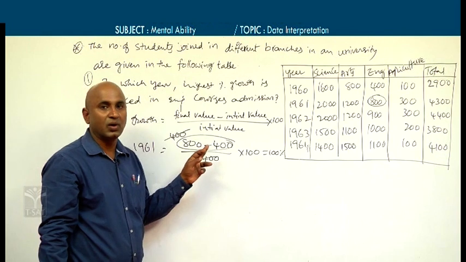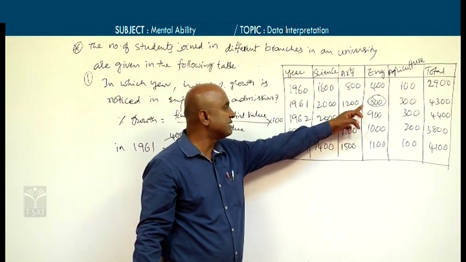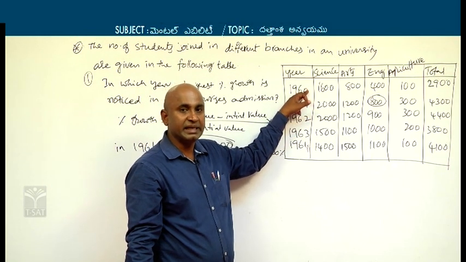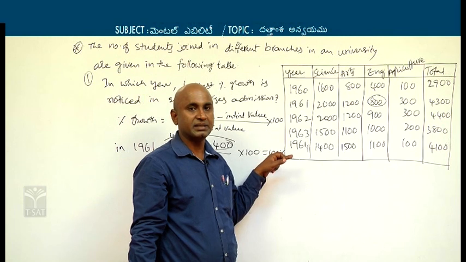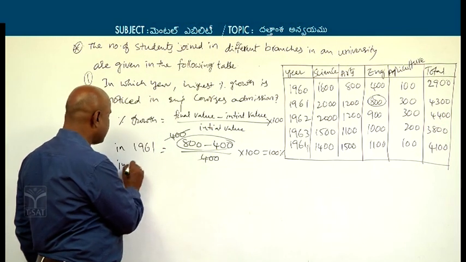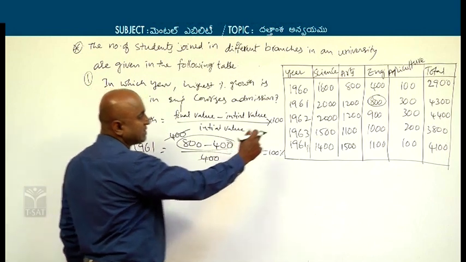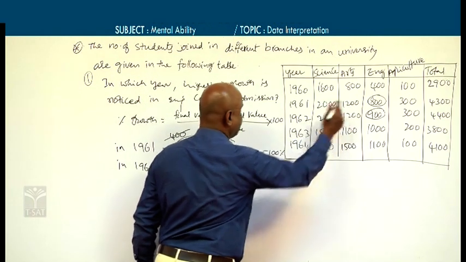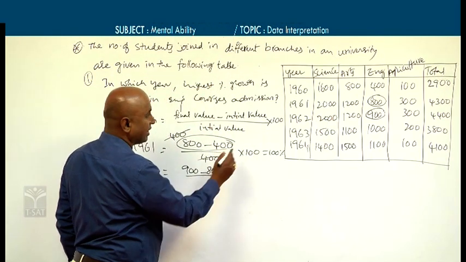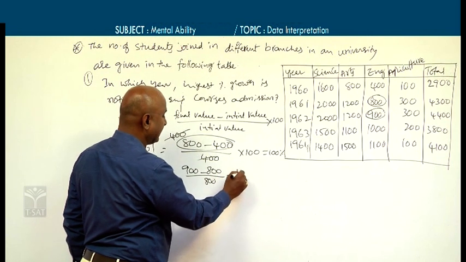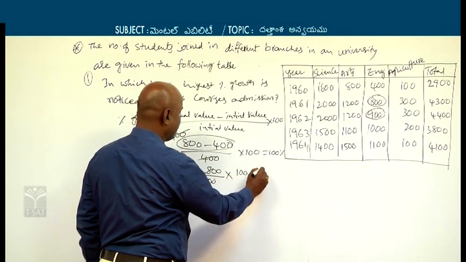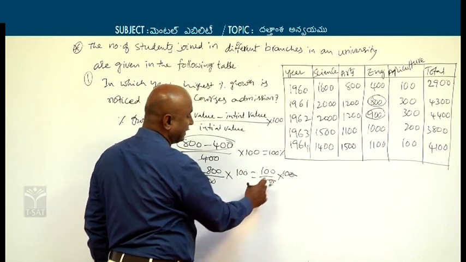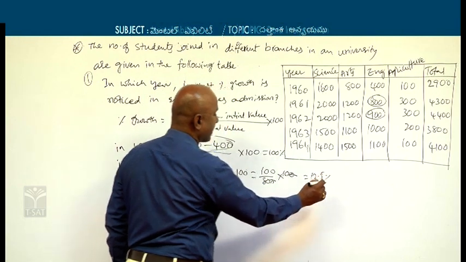So the percent growth in the engineering courses admissions in the year 1961 when compared with the previous year 1960 is 100% growth. Similarly, in 1962, the final value 900 minus initial value 800, by initial value 800, into 100, that is 100 by 800 into 100. So 100 by 8 is equal to 12.5%.